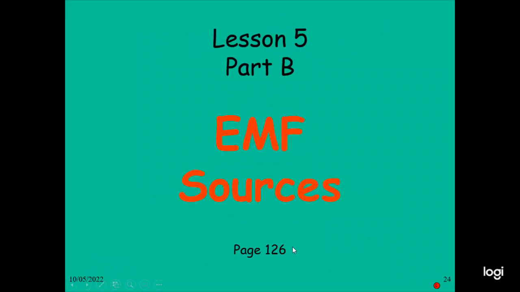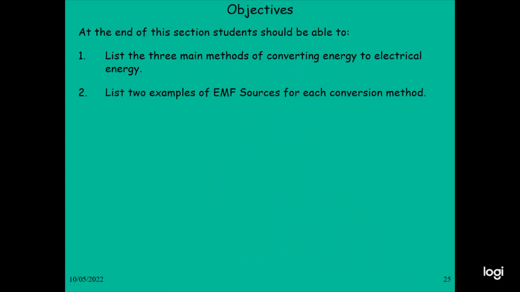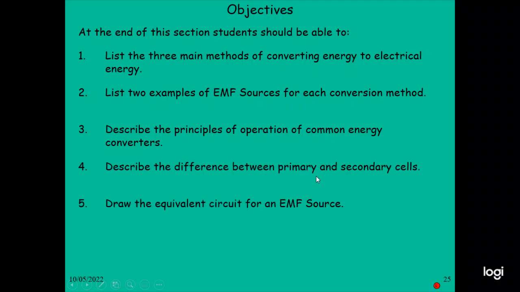Then we are talking about the electromotive force, EMF. The objectives are: describe the three main methods of converting energy to electrical energy, give two examples of electromotive sources for each conversion method, describe the principle of operation of common energy converters, describe the difference between primary and secondary cells, and draw the equivalent circuit of the EMF source.